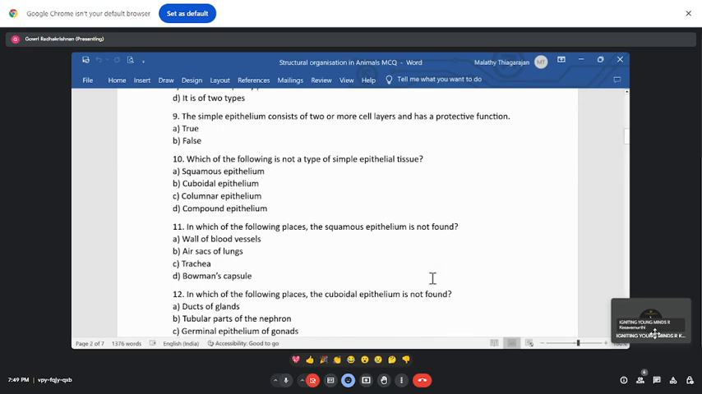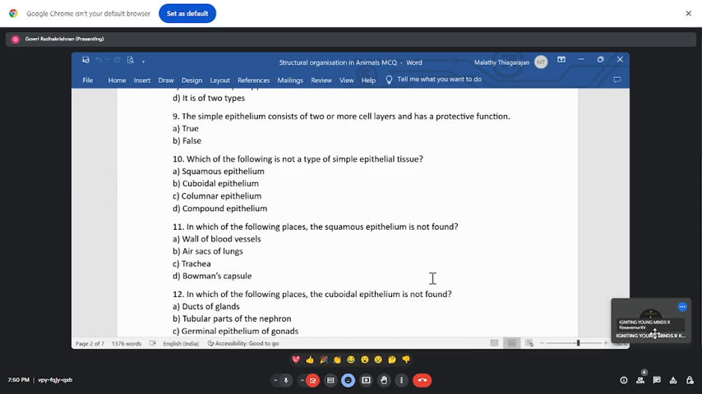Number 9: the simple epithelium consists of 2 or more cell layers and has a protective function. Is it true or false? True. Simple epithelium consisting of 2 or more cell layers is not true, because simple epithelium has only one cell layer. Compound epithelium has 2 or more cell layers. So this statement is false, option B. But the protective function is correct. But consisting of 2 or more cell layers is not correct.